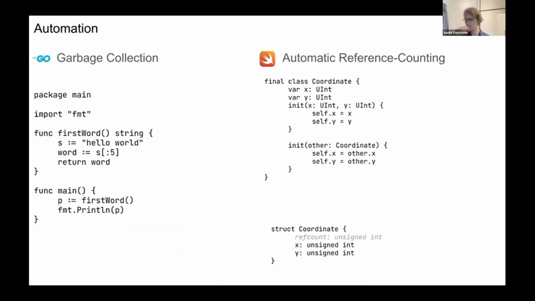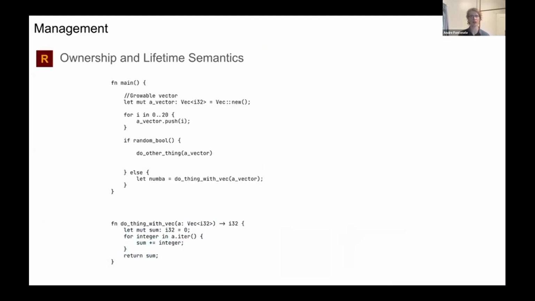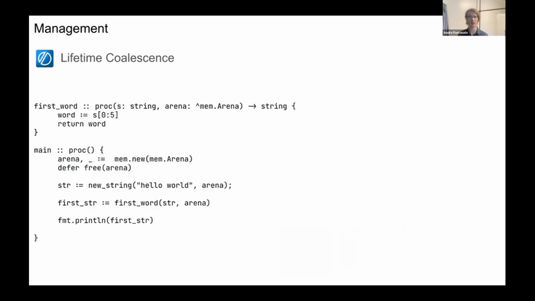So yeah, Swift has that, but it's still a runtime solution. Rust is a compile time solution. And then Odin, or the arena method, is a programmer time solution. That's kind of the way you can look at it. And each of those has its downsides.